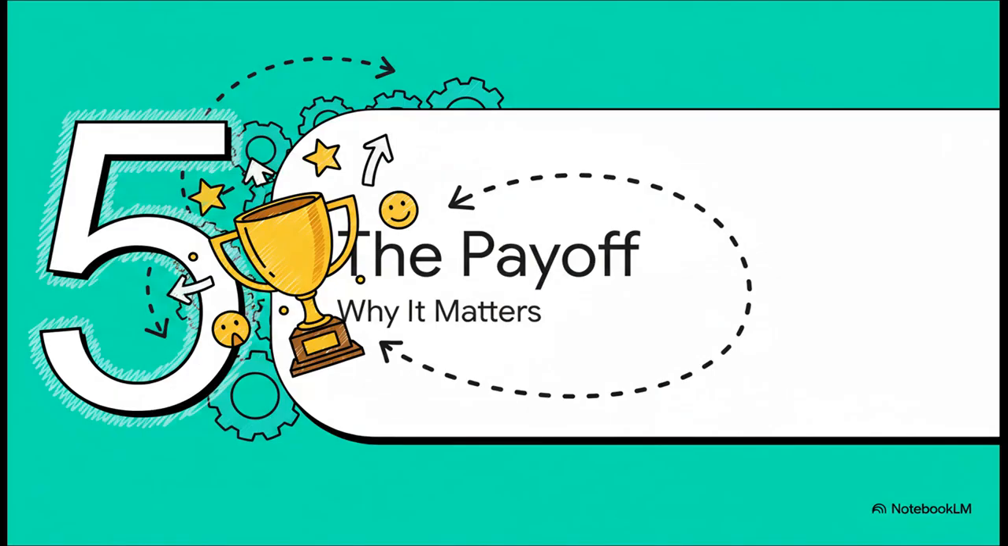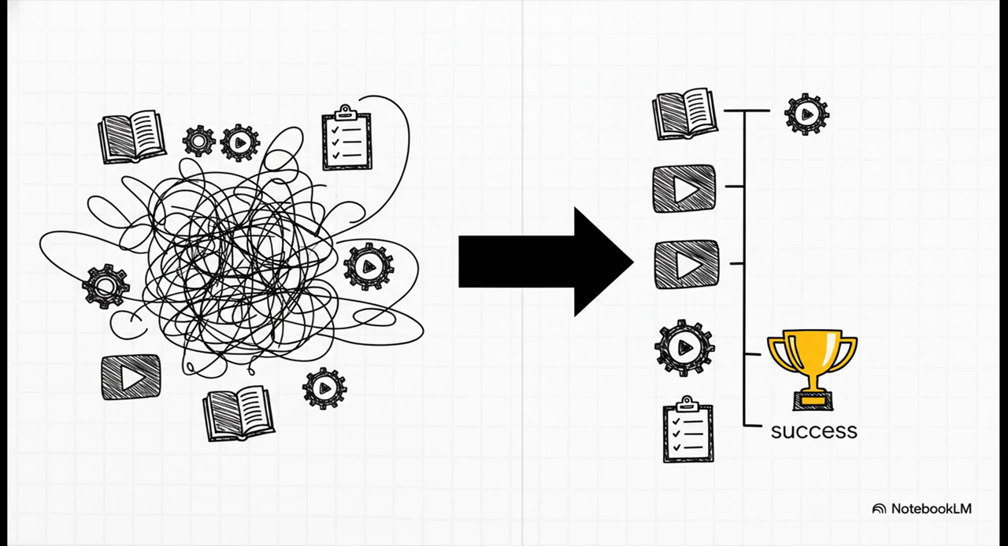So, after all that, what's the big deal? What's the real payoff? Why should you go through the trouble of flipping your planning around like this? Well, the answer is pretty simple. Backward design takes your planning from just being a to-do list of random activities and turns it into an actual, intentional roadmap for real success and genuine learning.